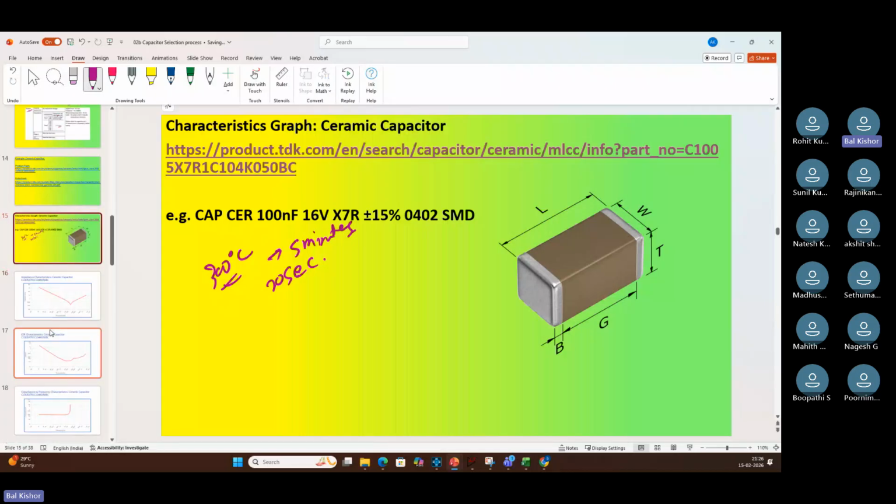Let me give you an example of a capacitor that I have taken: 100 nanofarad, that is 0.1 microfarad, the most commonly used capacitor value as a decoupling capacitor. Rating is 16 volt, X7R, plus minus 15%, and 0002.